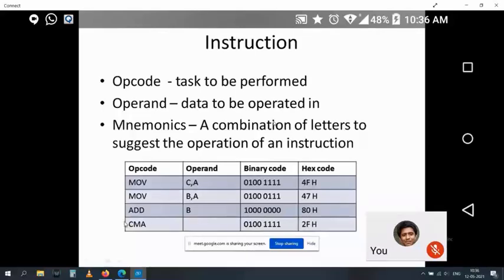So this is ADD B. That means the addition has to be done with the register. So A is implicit here. A is understood, then the other register in this operation is B. Then this is CMA, complement A. Complement all the contents of the accumulator. That means if it is 00001111, it will be complemented to 11110000. And the binary code and the hex code is given for the same. So this is the opcode, operand, and mnemonics.